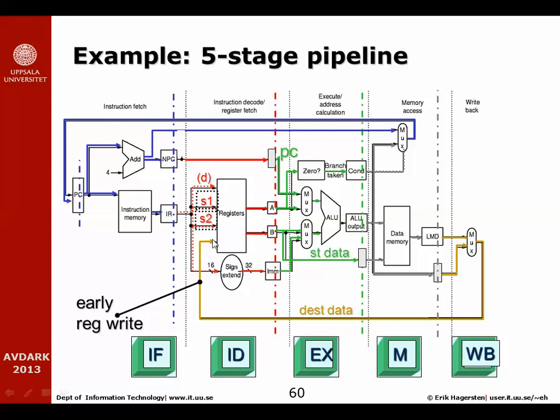We have what's called an early register right here in this design, which assumes that the data that's being produced in this very cycle and written into the register file can be read out of this register file the very same cycle. So if we're reading the same register as we are writing in this cycle, we're actually going to get the new and exciting value read out at this stage.